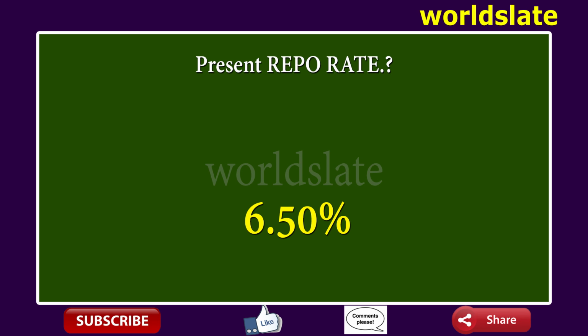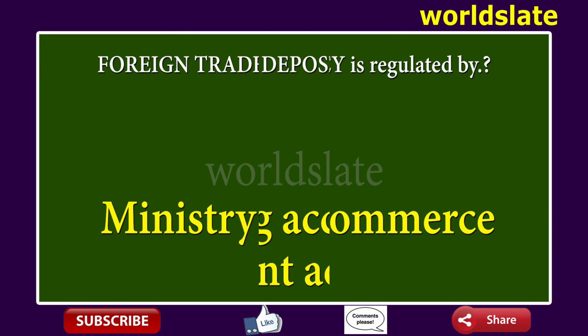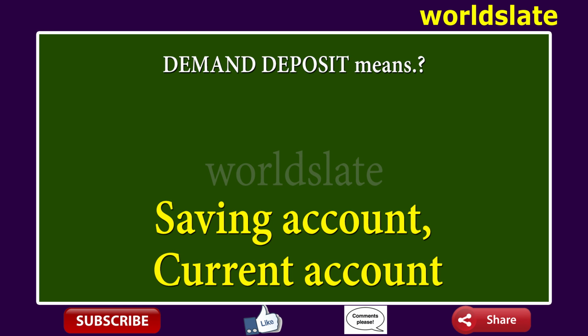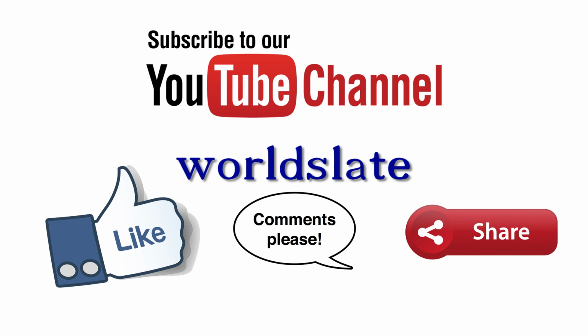Question: Present repo rate? Answer: 6.50%. Question: Foreign trade policy is regulated by? Answer: Ministry of Commerce. Question: Demand deposit means? Answer: Savings account, current account. Question: Term deposit means? Answer: Savings account, fixed account.